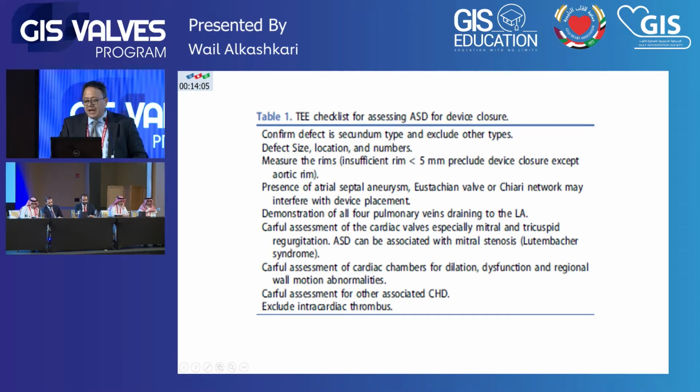How does the septum look? Is it aneurysmal, or a net-like structure, which may interfere with the device placement? Demonstrate that all the pulmonary veins go to the LA. Assess the tricuspid valve, the mitral valve, and carefully assess the cardiac chambers and function. Assess other congenital heart disease, and exclude intracardiac thrombus. The thing which is not mentioned here is pulmonary artery pressure, very important and crucial.